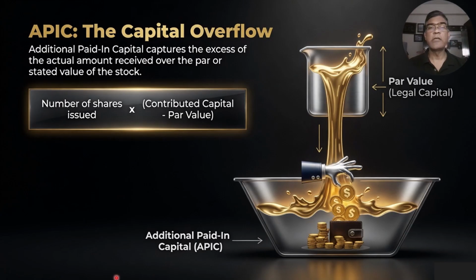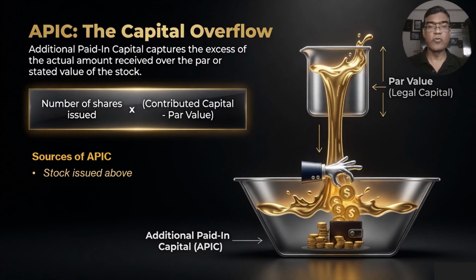Let's look at how additional paid-in capital, or APIC, works. It represents the overflow of capital received from shareholders beyond the stock par value. Imagine the par value as the legal minimum, the small container here. When investors pay more than that amount, the excess flows into the larger container, right? That's the APIC. The formula is simple: number of shares issued times contributed capital minus par value.